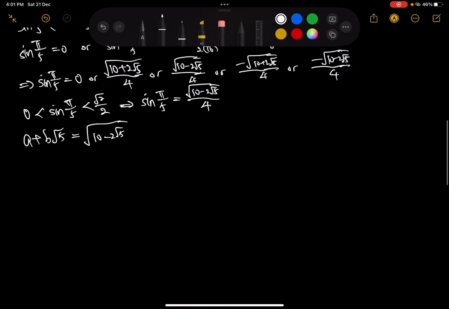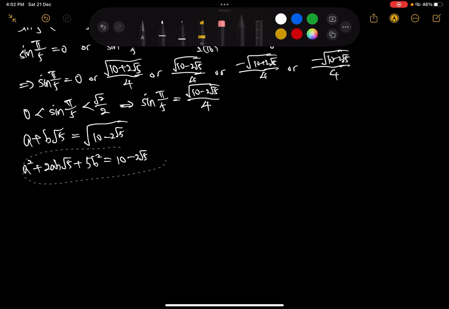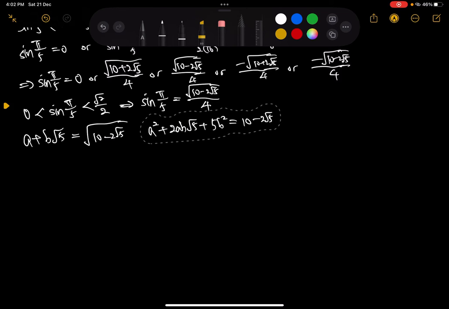So obviously squaring both sides, we'd have a squared plus 2ab root 5 plus 5b squared is equal to 10 minus 2 root 5. And then let's just say this implies we have a squared plus 5b squared equals 10, and 2ab is equal to negative 2.